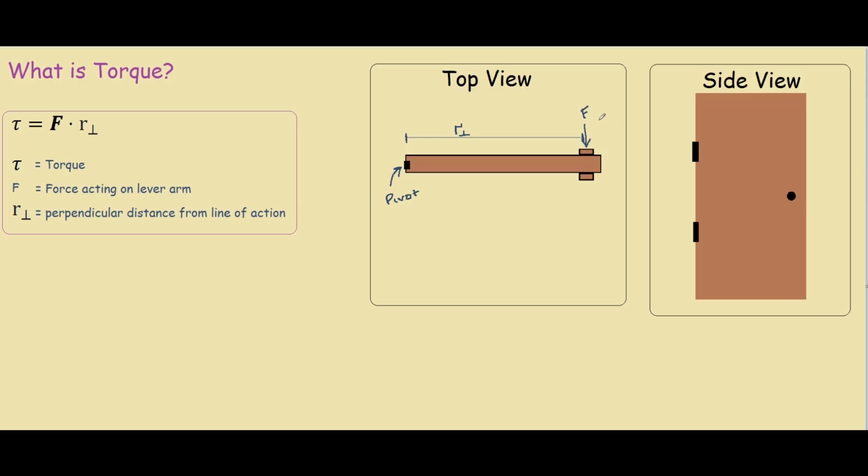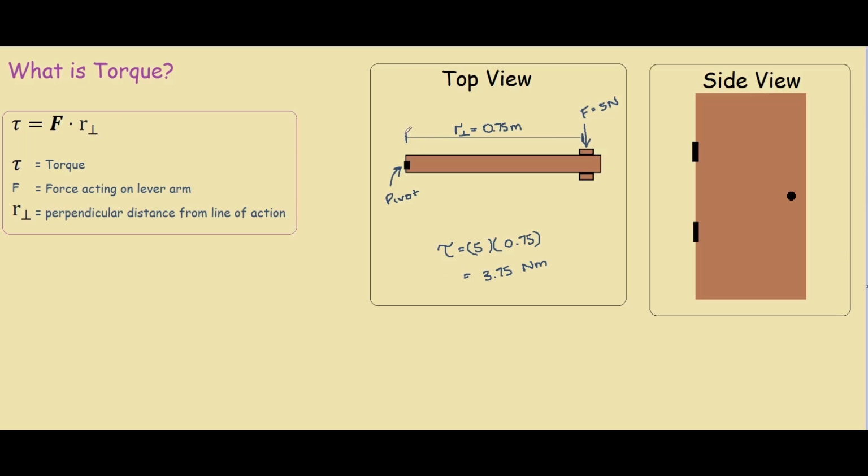So let's go through this example with some numbers. Let's say we have 5 newtons here, and this door is 0.75 meters. The torque is quite simple to work out. The torque is now just F times R, so 5 times 0.75. And this works out to be 3.75 Newton meters, which is the units for torque.